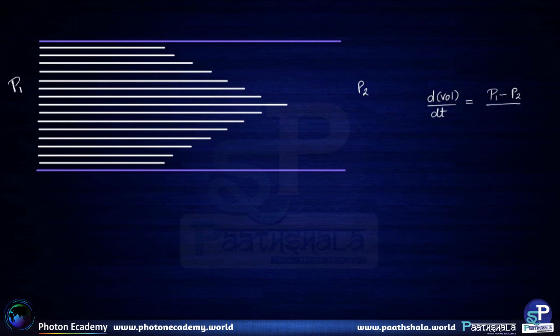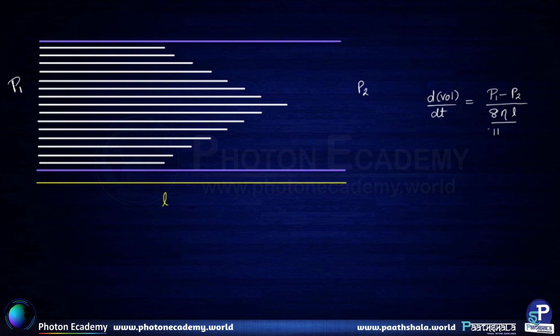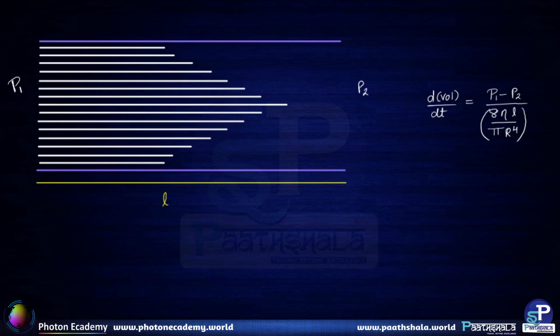Delta P upon 8 eta L. L happens to be the length of the pipe. So this is the length L, we can say. So this is 8 eta L upon pi r raised to 4. R is the radius of the pipe. So let us say this is R, the radius of the pipe. So we are talking about a pipe with a circular cross section. So it has a radius capital R, and this quantity right over here can be said to be the resistance to fluid flow.